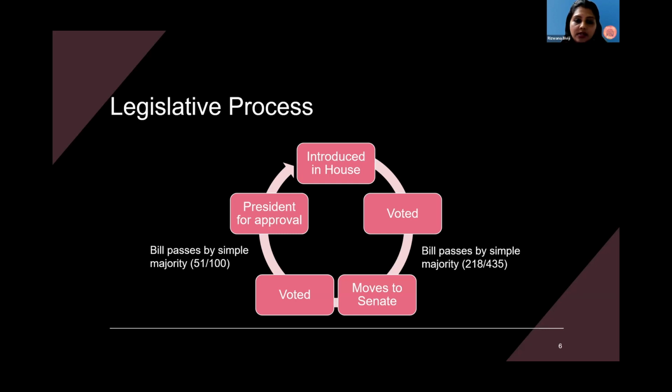And one thing to note is that out of the many bills that go through Congress, less than 1% go on and eventually become law.